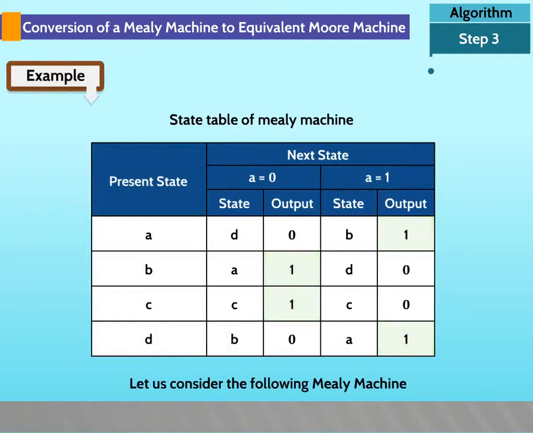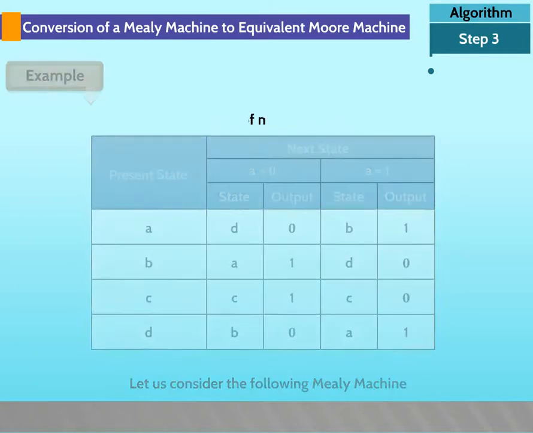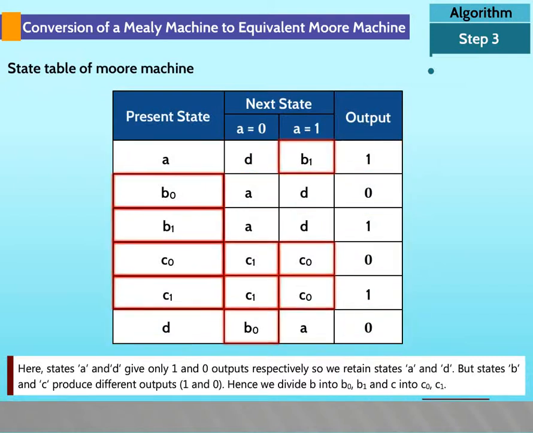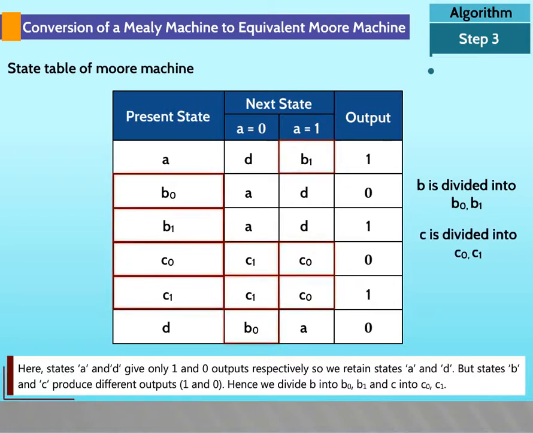Example: let us consider the following Mealy machine. Here, states A and D give only 1 and 0 outputs respectively, so we retain states A and D. But states B and C produce different outputs, that is 1 and 0. Hence, we divide B into B0, B1 and C into C0, C1.